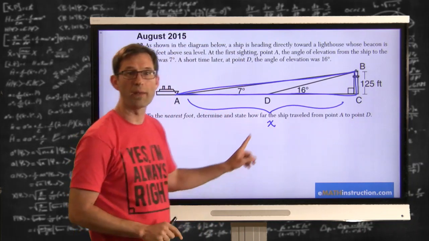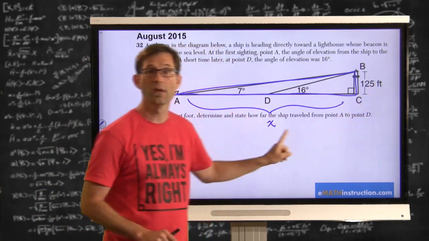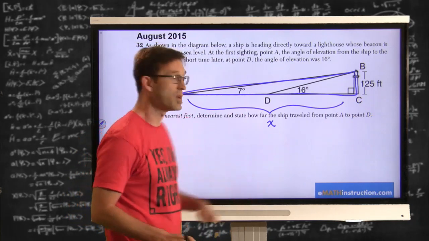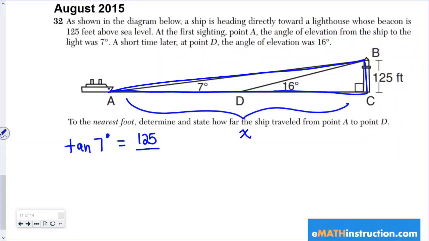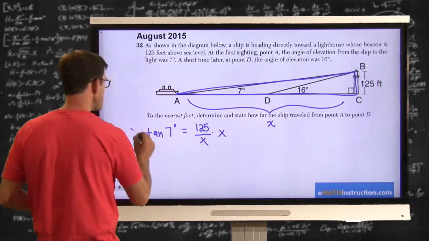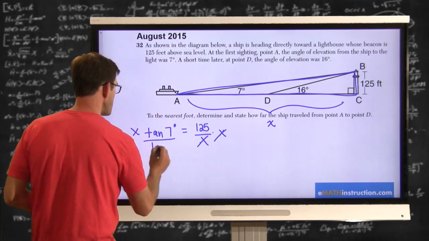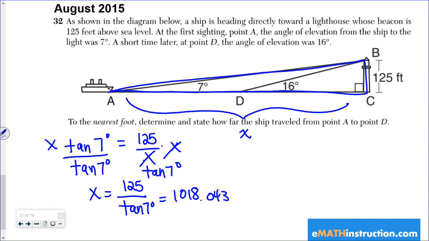Now, specifically think about this for a minute. I've got x, I've got 125, and I've got the 7 degrees. The 125 is opposite of 7, and the x is adjacent to 7. So I can say that the tangent of 7 degrees is equal to 125 divided by x. In this case, the variable that I'm solving for is in the denominator. So ultimately, I would multiply both sides by x, and then divide both sides by the tangent of 7 degrees. So x is equal to 125 divided by the tangent of 7 degrees, which ends up being a messy number, 1018.043, that's good enough.